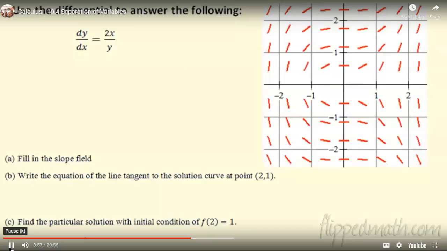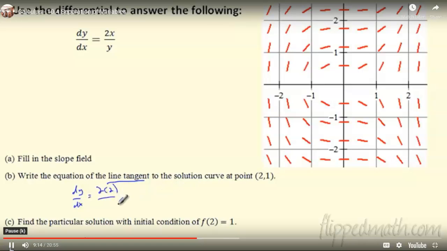So I went ahead and drew the slope field for this thing. That was part A. This is kind of review stuff here. Write the equation of the line tangent. So boom, as soon as you see line tangent, you're thinking first derivative. Well, there's the first derivative right there. There's your dy dx. So we're golden there. And I know the point is 2 and 1.